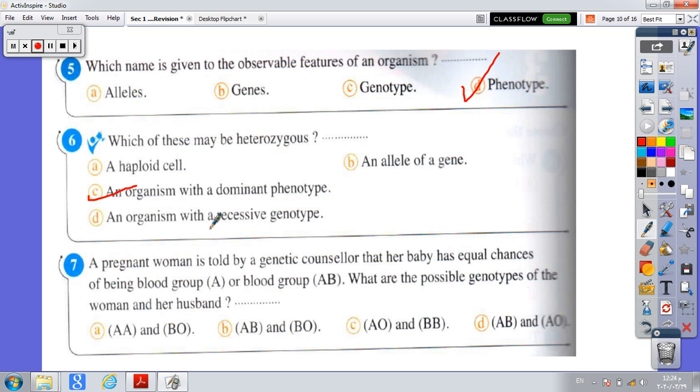Okay. Number 7. A pregnant woman is told by a genetic counselor that her baby has an equal chance of being blood group A or AB. What is the possible genotype of the woman? The woman and her husband carry what? To produce an individual who may be A or B.